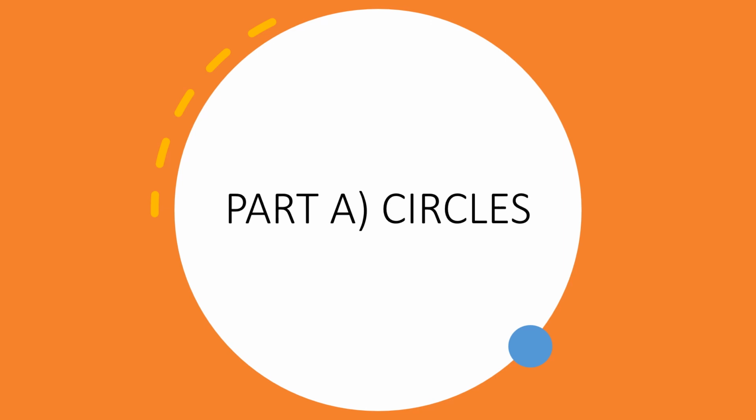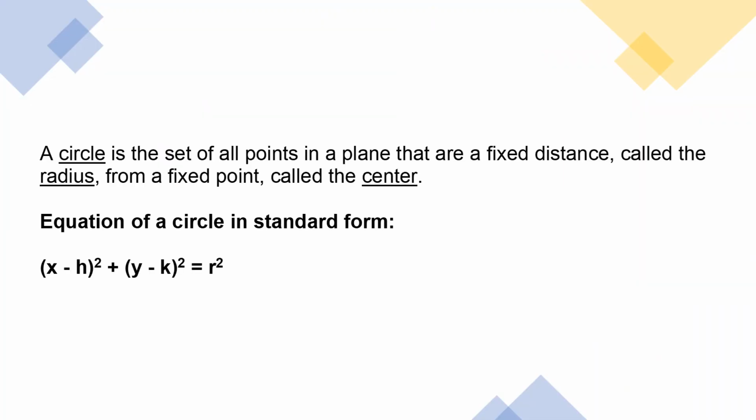Part A is about circles. We're going to go back and talk about circles a little bit. You may have hit circles in geometry, but we're going to dive in a little deeper. So a circle is a set of all points in a plane that are a fixed distance called the radius from a fixed point called the center.